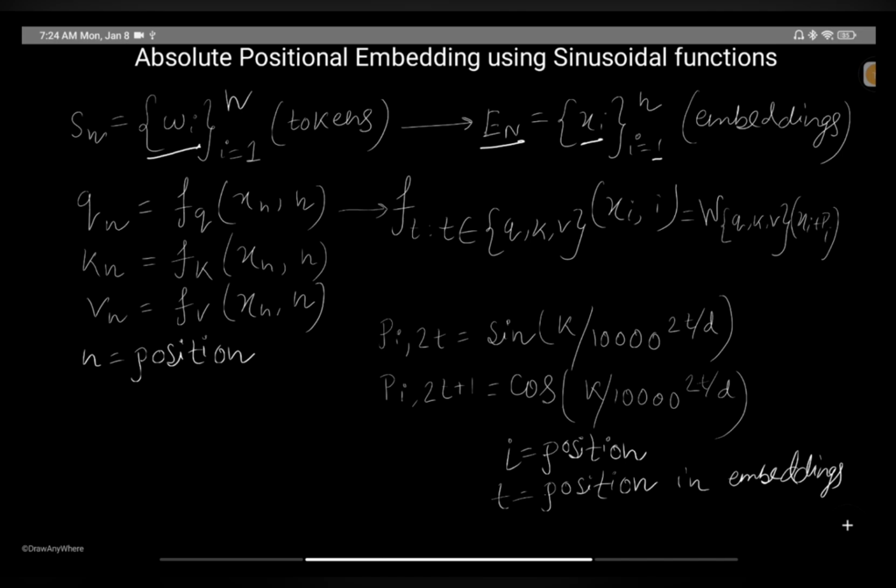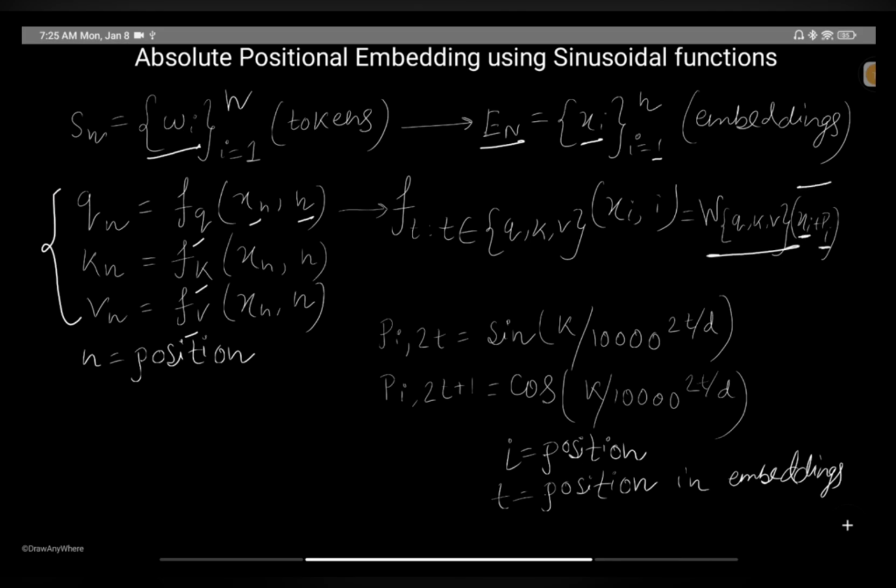Once we have the embeddings, we calculate these three matrices: query, key and value, which we also talked about in the last few videos in this Mistral spelled out series. The embeddings go through functions, one for each of query, key and value: f_q, f_k and f_v, where we pass the embedding and also the position of that token. These f functions multiply the weights, W_q, W_k or W_v, with the embedding plus p_i.